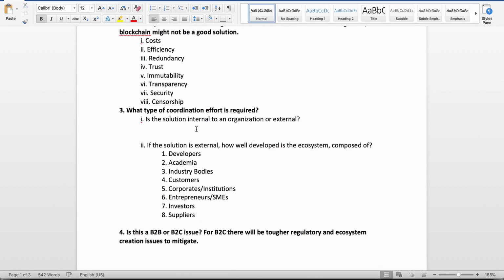Then coordination is something else that is very important. If you're looking for solutions which are internal to an organization, then you are most likely looking into the area of permissioned or private, as we call them, blockchains. These are blockchains built for an enterprise. Whereas if you're looking for more open solutions, then you're looking into public blockchains. Public blockchains like Bitcoin and Ethereum are very different. It's a different technology, different type of models, different issues. So that's a very important question.